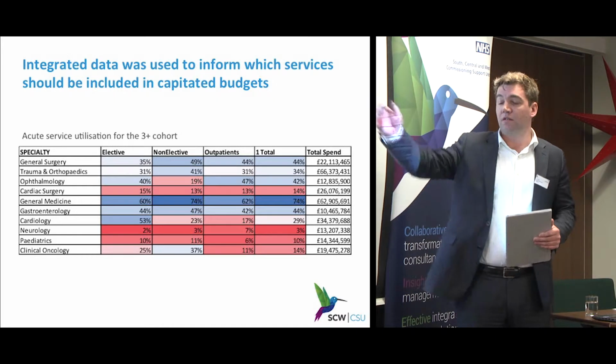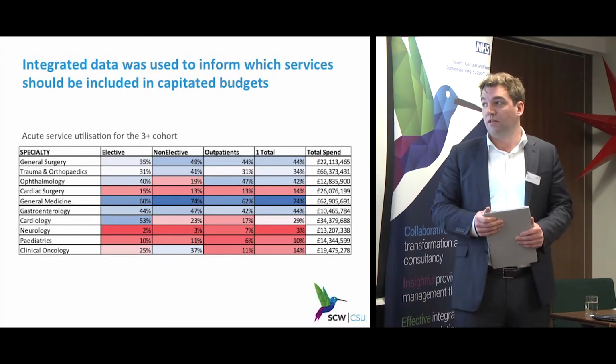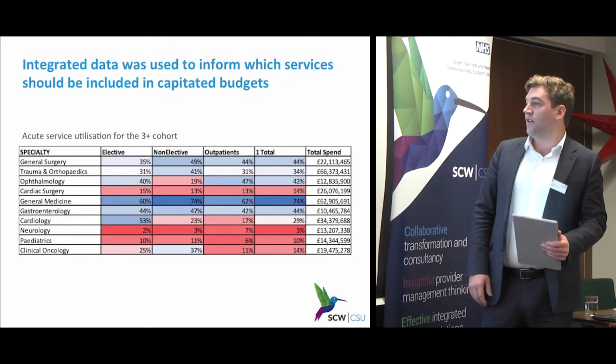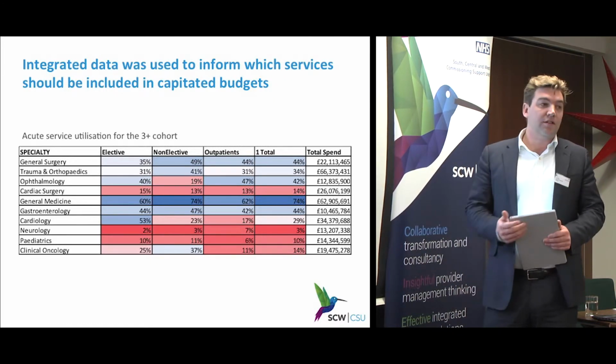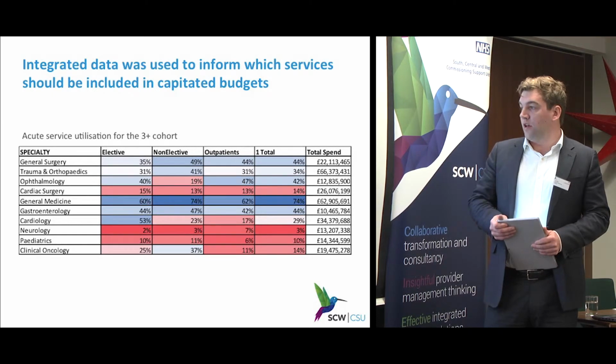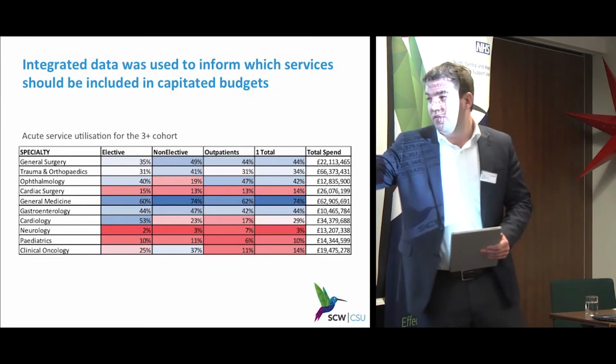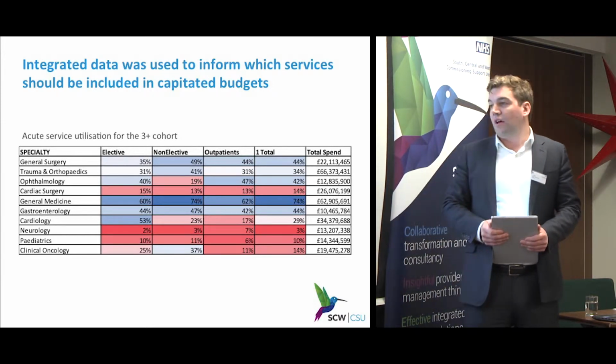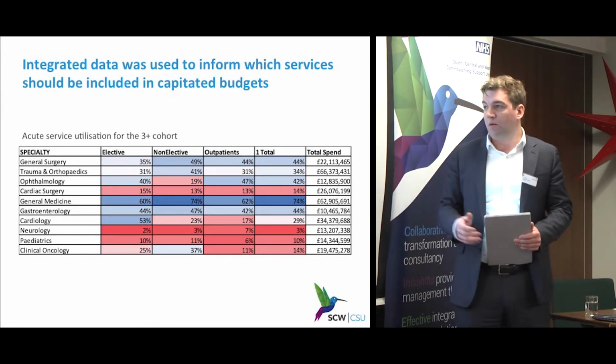Firstly, we were focused on the high acuity patients, the 3+ cohort. And you can see here, this is a very simple visualisation of service utilisation for that cohort. As you would expect, different specialties in different care settings have a different utilisation rate for that part of the population.